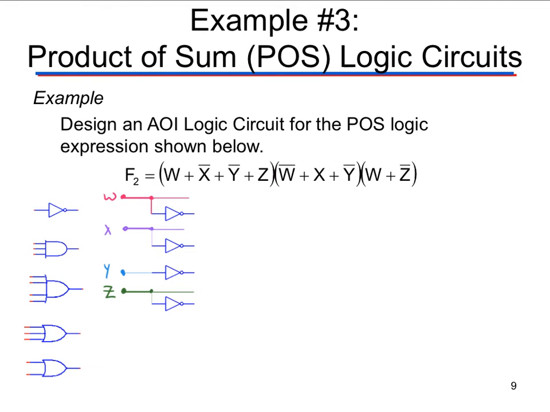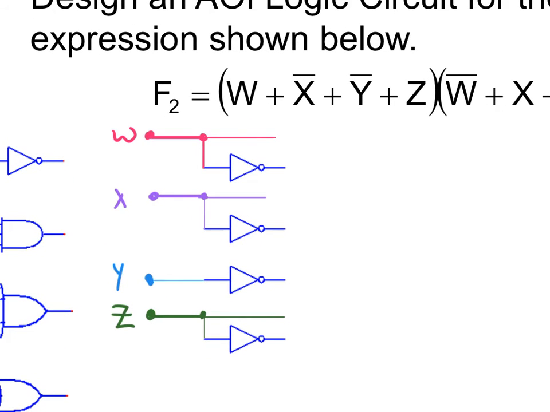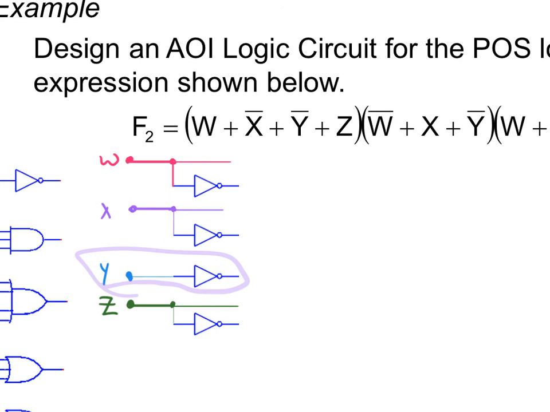All right, so here it is with the inverters now. And notice, like I said, we don't have any need for Y and not Y. We only have not Y. That's the only thing that's being used in here. So at this point, after we've created the inverters, we're going to look at the first sum.